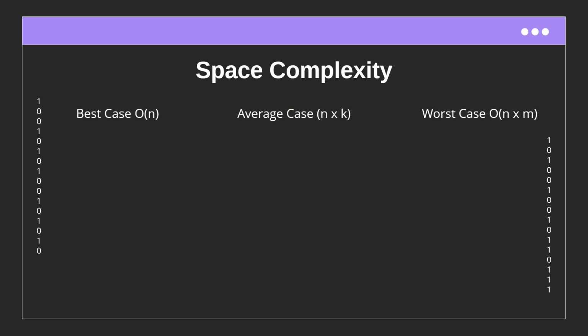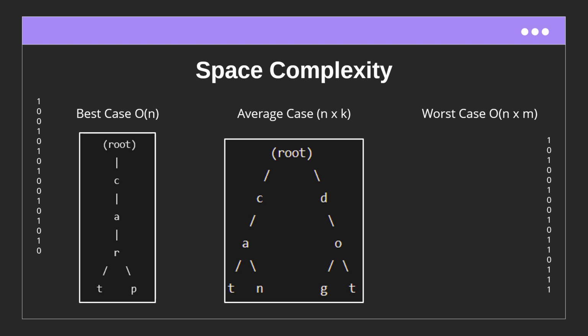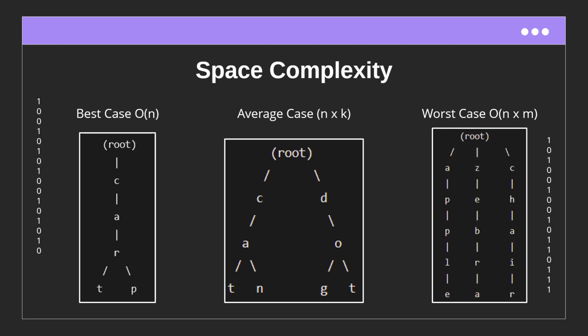This visual shows how space usage changes in different cases. On the left, words like car and cut reuse most of the path, that's the best case. In the middle, there's partial reuse like cat and can. And on the right, each word takes a separate path, using the most space.